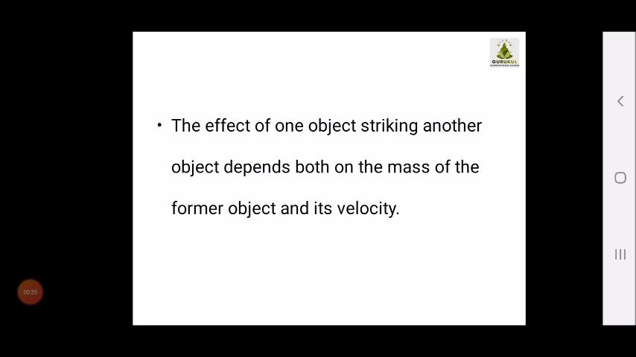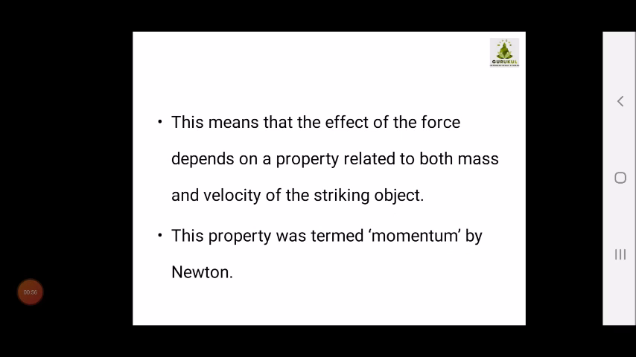Imagine such a condition when you play such games. What happens when one ball strikes another ball? The mass and velocity of both depend upon the previous ball, its velocity, and mass. This we are going to study in Newton's second law of motion.